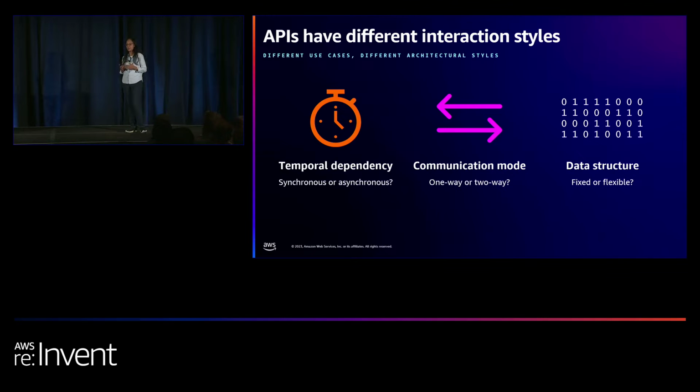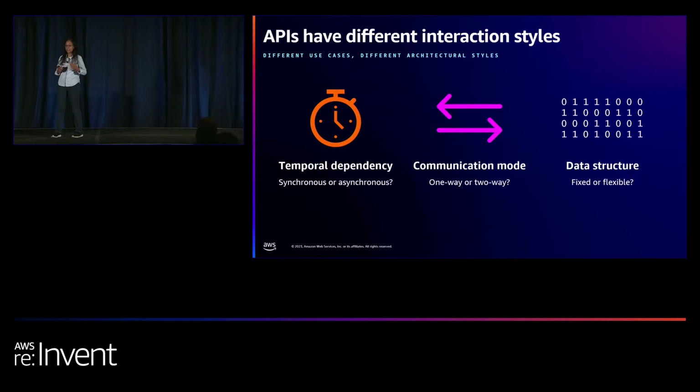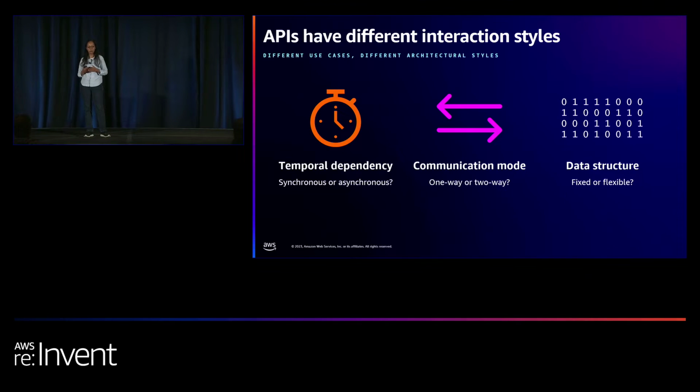Communication mode has to do with who initiates the data transfer. If your client gets data only in response to a request it sends out first, then the communication is one-way. On the other hand, if your service also proactively sends data out to the client, then the interaction is two-way. Examples here are push-based notifications or server-side events.